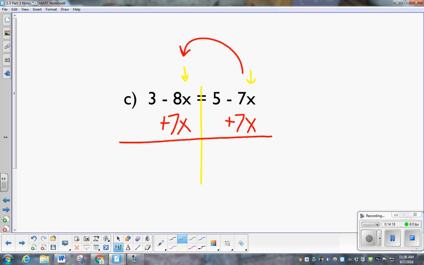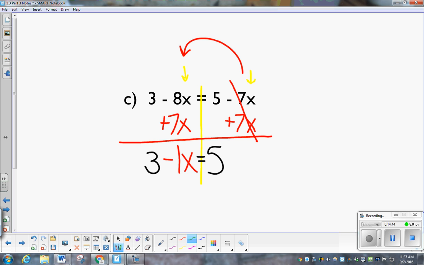Negative 7x plus 7x is 0. On the other side, this 3 cannot combine with 7x. They're not like terms. So the 3 is just hanging out. Now we've got negative 8x plus 7x. That's negative 1x. You can either write minus x or minus 1x. Equals, the other side's just 5 now.